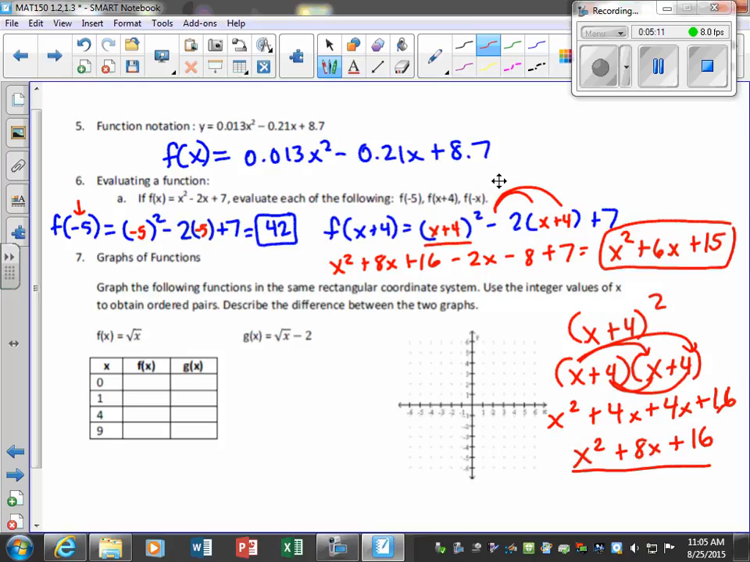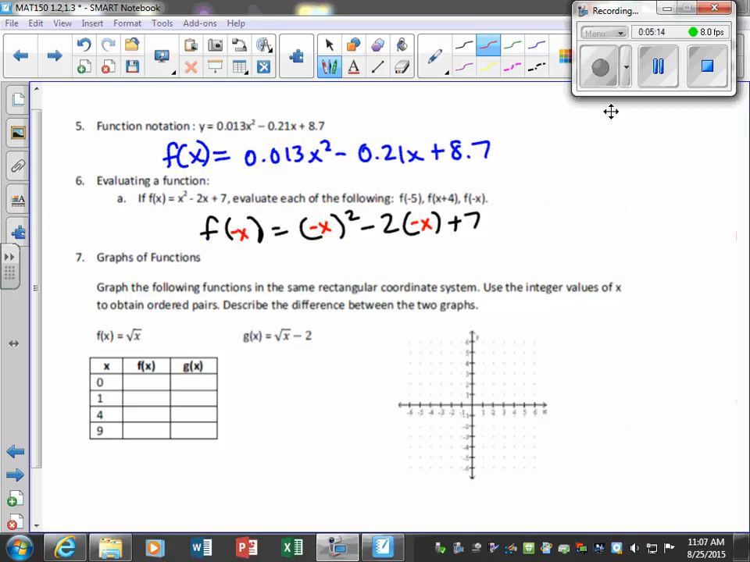And one more, we're going to evaluate f at negative x. Okay, so our last one is going to be evaluating at f of negative x. So negative x squared is just going to be positive x squared plus 2x plus 7.